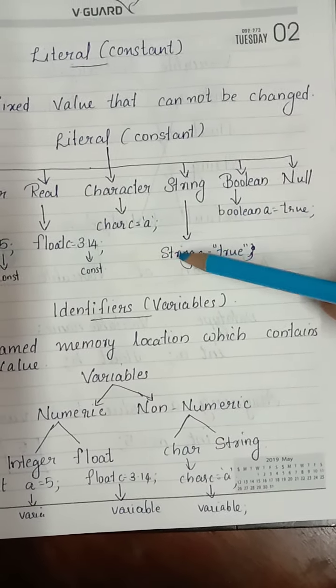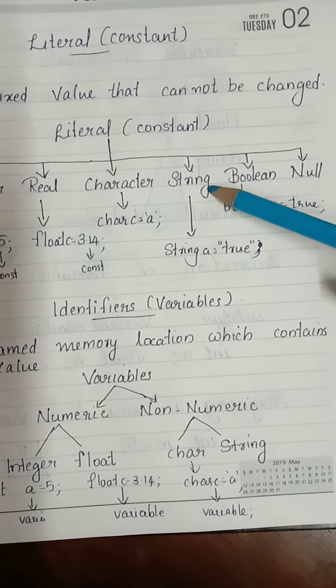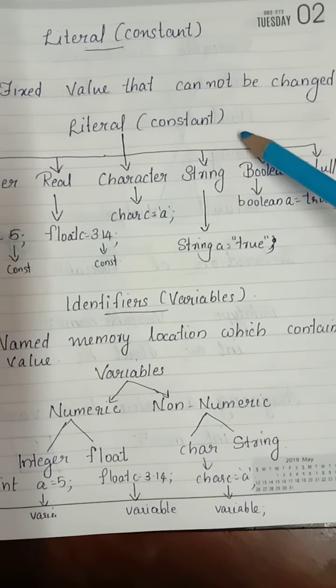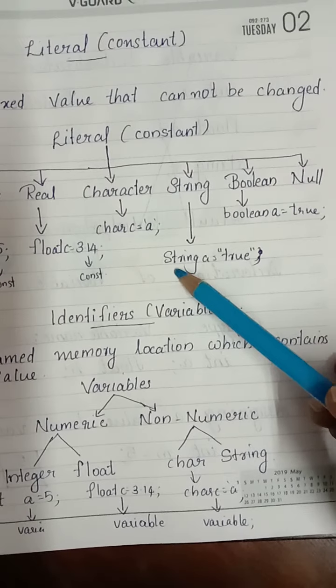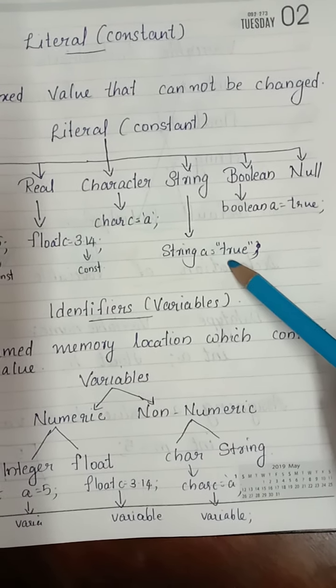Next one is string literal. A string literal is a group of characters enclosed within double quotes. For example, String a = "true". True is in the double quotes.